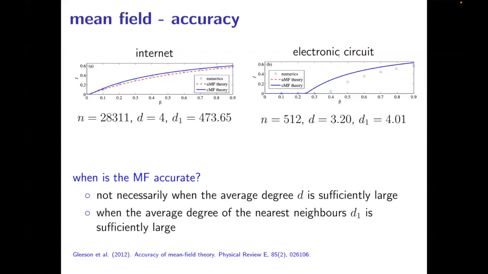The electronic circuit seems to be almost lattice. Yes, the mean field makes sense.